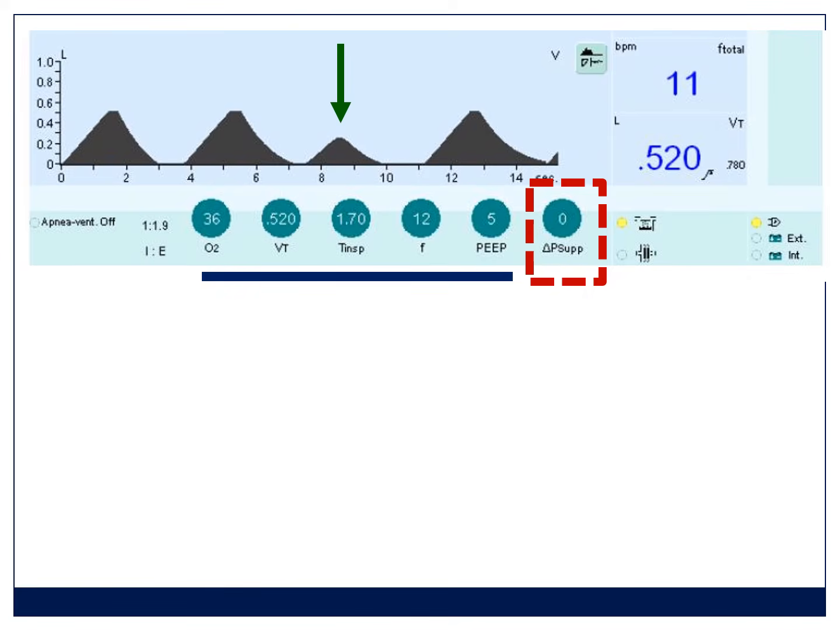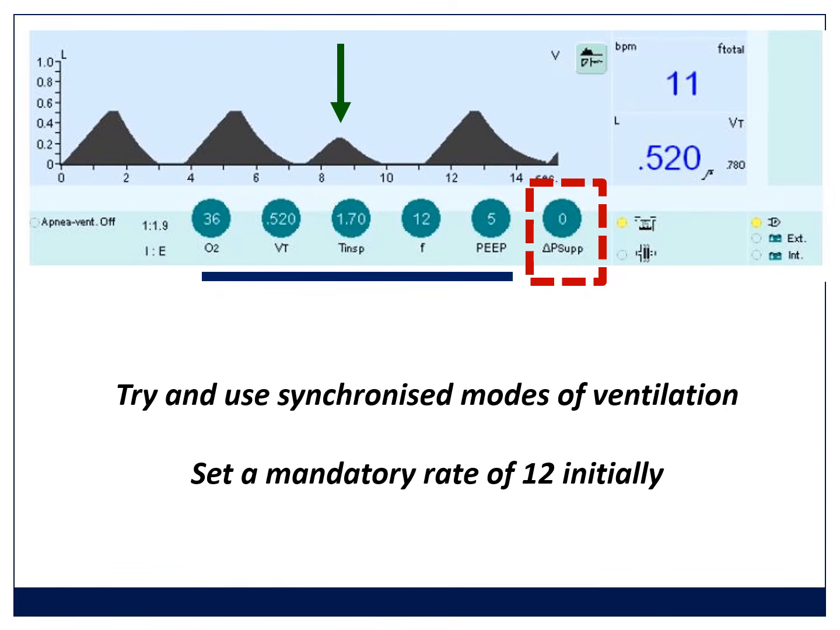And you can actually see on this trace where that arrow is that there was an extra breath that the patient took. And you can see that the volume was much lower than the other breaths because no pressure was given to that breath. So if I was ventilating this patient, I would dial that delta P up to 5 or 10 and see that those extra breaths also got some support. And you should try and set synchronized modes of ventilation. So I dial in an SIMV mode, whether it's a volume or a pressure SIMV, and I set a mandatory rate of something like 12, like this person's done. And then any extra breaths will get supported by the synchronized breaths.